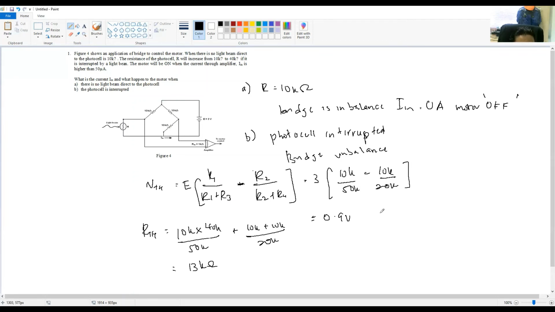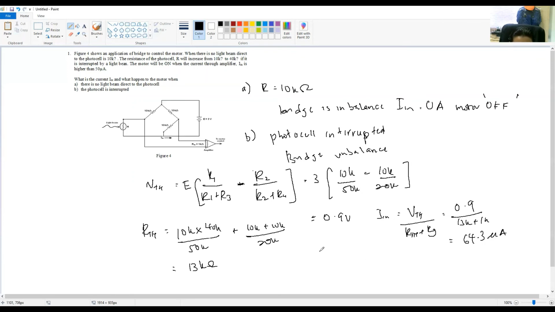Okay, and then we can calculate the current I in using the formula VTH divided by RTH plus RG, or R in. Then substitute the value: 13K plus 1K. So the value is 64.3 microampere. That is for current.